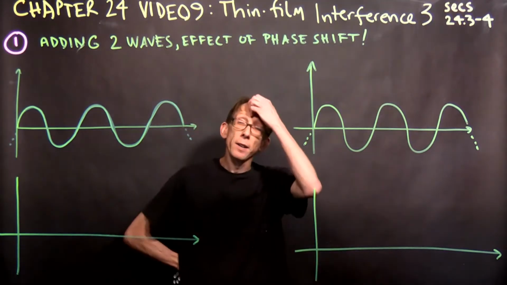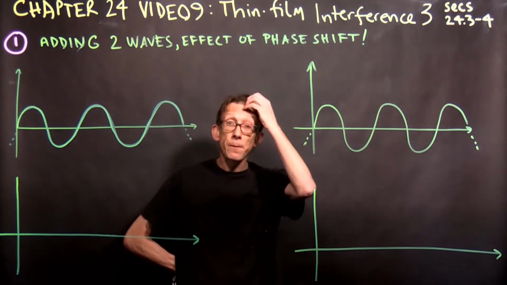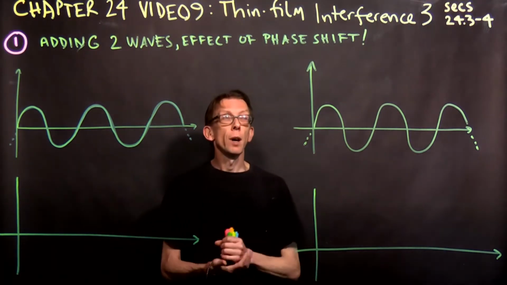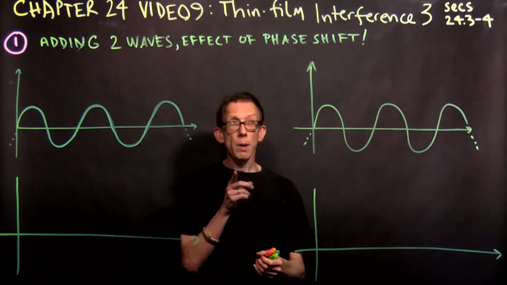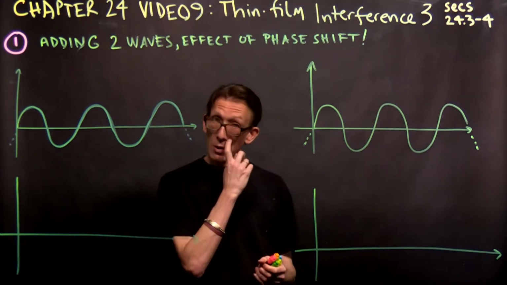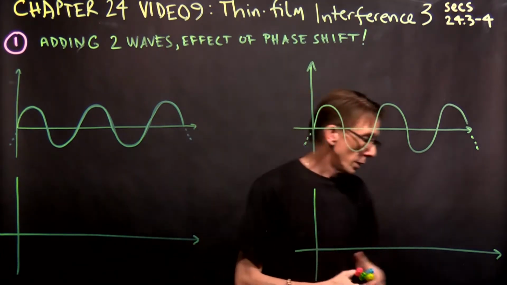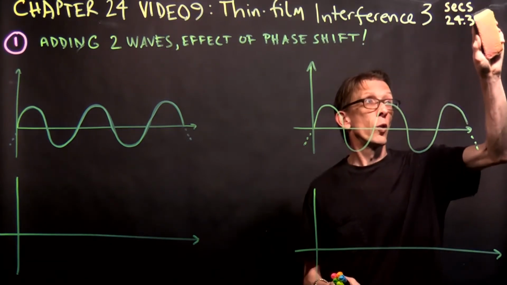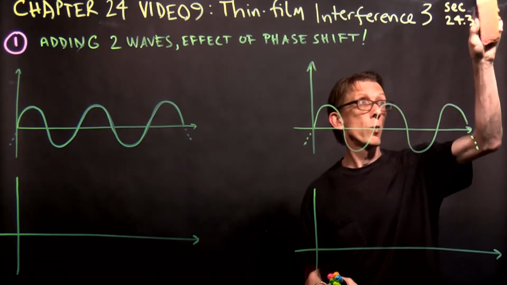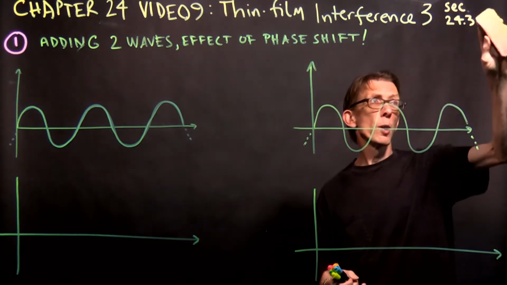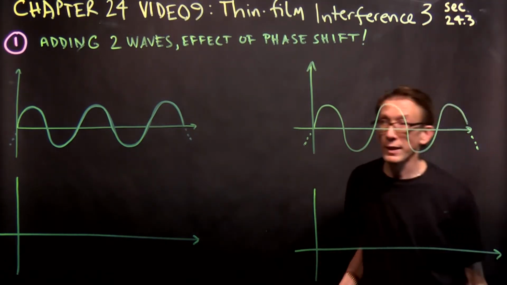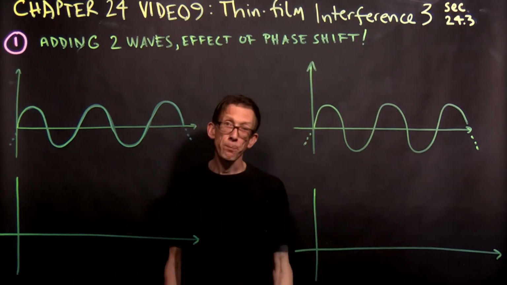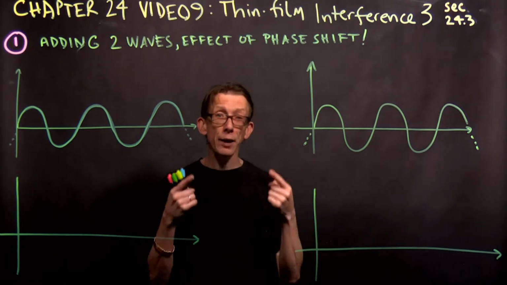Getting back on track now with the thin film interference topic. We're in chapter 24, and right now we're going to be talking about stuff from section 24.3, which is really where this lecture comes from, not so much 24.4. I want to say a little bit more about what we talked about in the last video, which is this idea of phase shifts. It's really important when we're adding two waves.